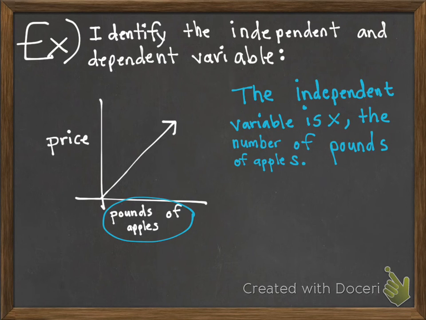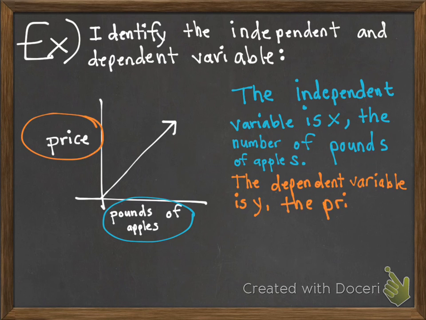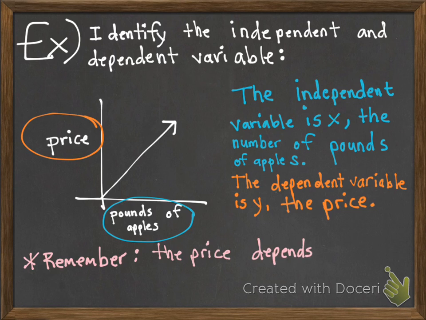The vertical axis is the y-axis, our dependent variable. So in this case, the price that we pay for our apples. Remember, the price depends on how many pounds of apples we decide to buy.